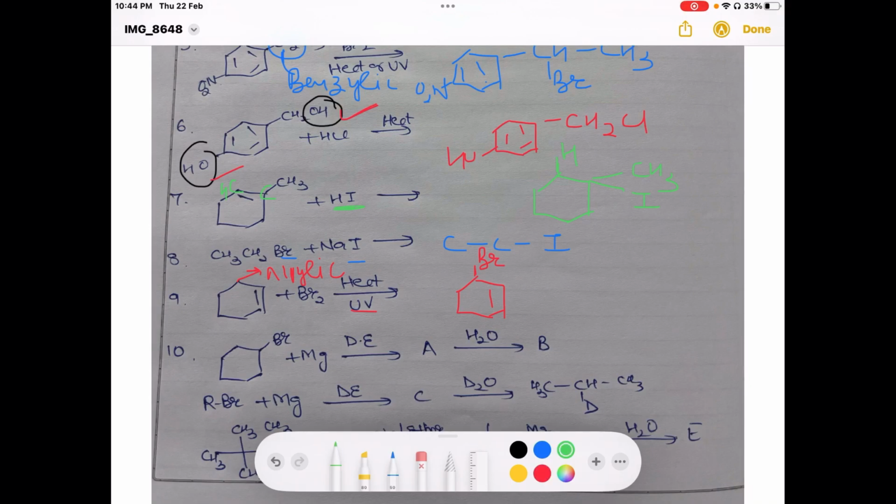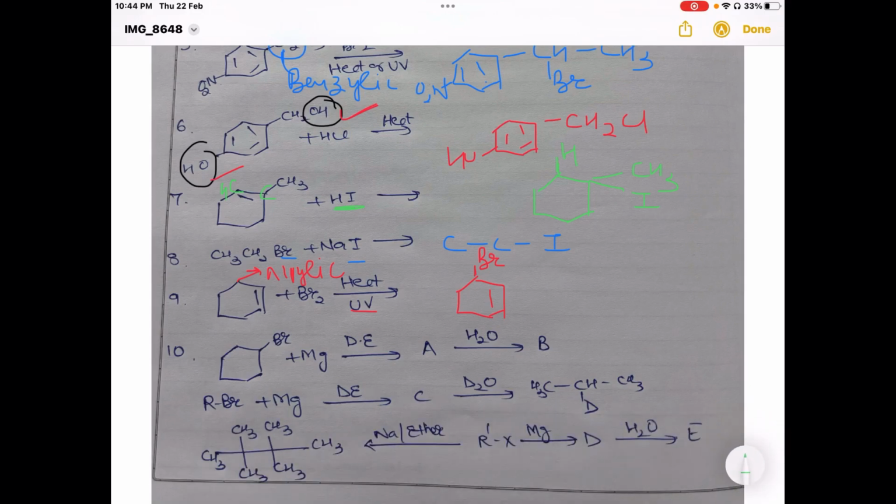Next is a Grignard reagent reaction. So A is cyclohexyl magnesium bromide. Grignard reagent with water results in the formation of the alkane, where MgBr is replaced by hydrogen here. RBr plus Mg in dry ether gives RMgBr, alkyl magnesium bromide. D2O, D2 is heavy water, deuterium. So R here is this part.